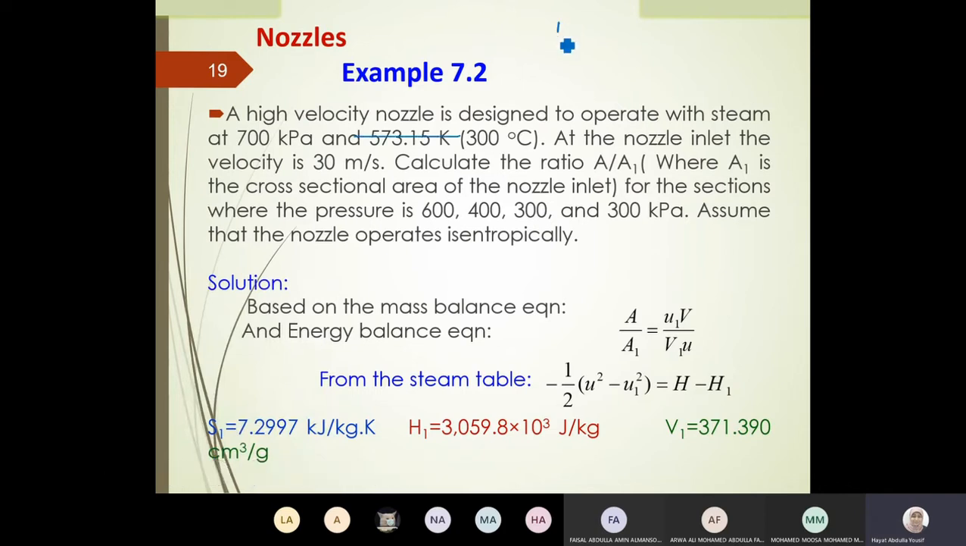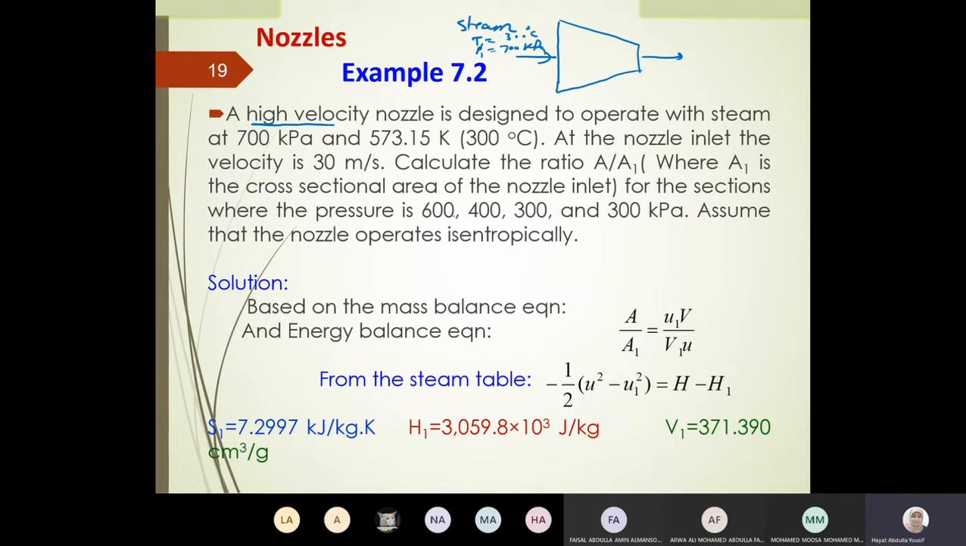Here we have a nozzle, example 7.2. We have a nozzle, and we have been given that it is a high velocity nozzle. It's designed to operate with steam. So I know that my fluid here is steam. That steam enters at a pressure of 700 kilopascal and at a temperature of 300 degrees C. So those are the given information. Actually, when you figure out the phase here, you will notice that it is superheated steam.